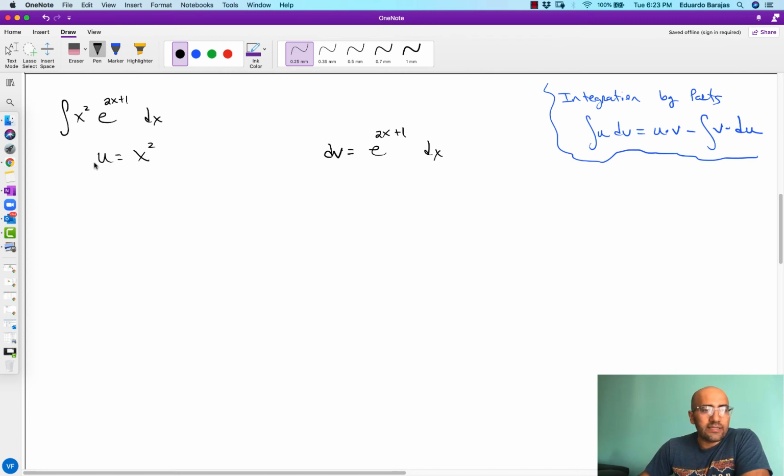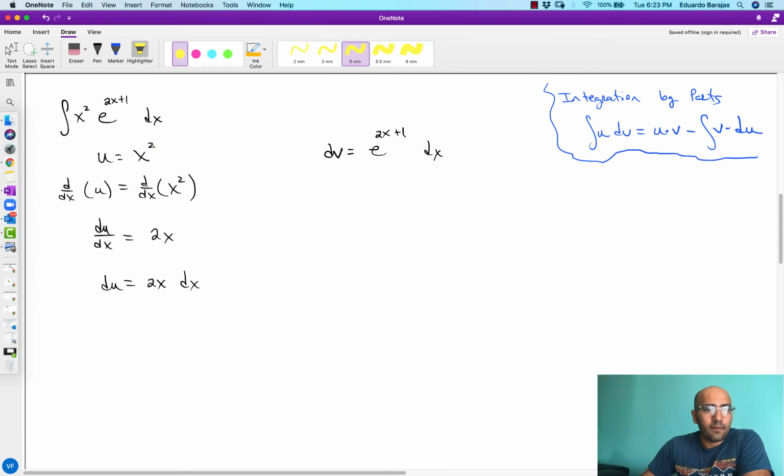Okay, so going this way, I take derivatives. I'm going to take the derivative with respect to x on the u, on the x squared. So that'll be du/dx equals 2x. And so that means that du equals 2x dx. Good. So I have the u, and I just discovered the du. Almost there.